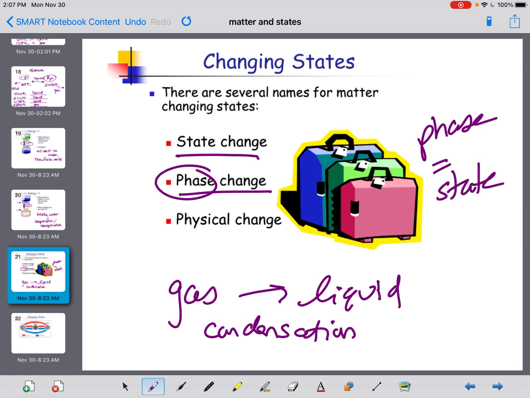Or we can say this is a physical change. So basically, we're changing how that particle appears physically. So it's going from a gas to a liquid, but it's still the same particle. It's just the physical appearance of it might be changing. So any of this terminology means exactly the same thing. It just means that we're going from one state of matter into another state of matter.